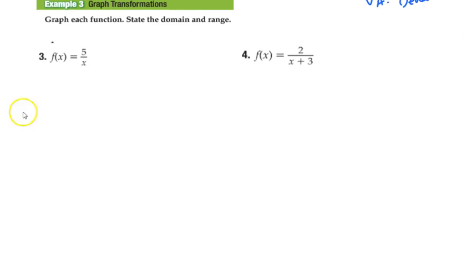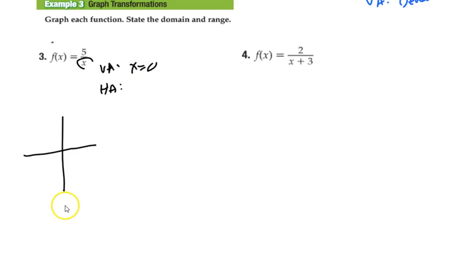So let's do a few examples and then we're done. Let's look at this one. Domain, graph, and say domain and range. The way I like to do this is I like to find the asymptotes first. So let's look at the vertical asymptote and the horizontal asymptote. Remember, vertically, the denominator equals 0? Well, there's nothing there, so x equals 0. That was easy.